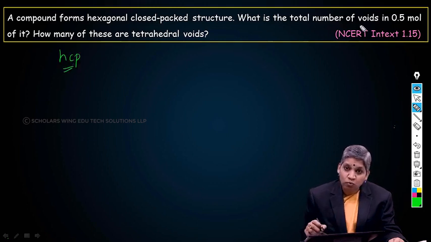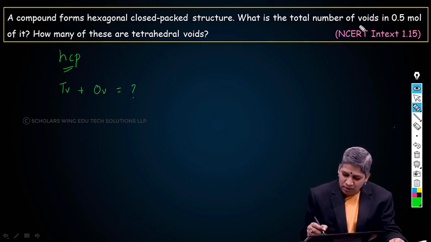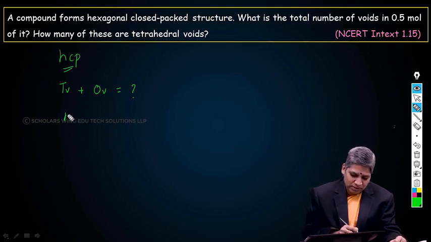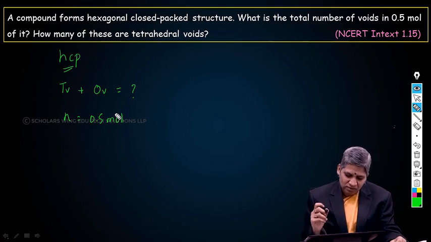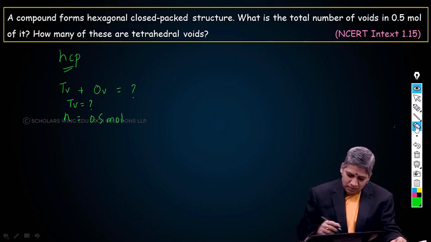What is the total number of voids? What are the different voids we know? Yes, TV, tetrahedral voids, and octahedral voids. Total means you have to add them both. So this is what they're asking. What's the total number of voids? In how much? 0.5 moles. So the number of moles N is given as 0.5 mole. Okay. How many of these are tetrahedral voids? So they're asking how many are tetrahedral voids also. So let us say TV plus OV is X now. Okay.